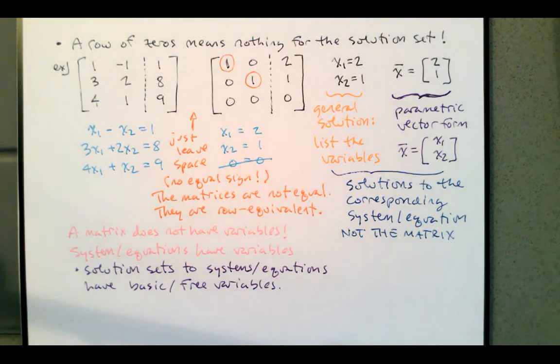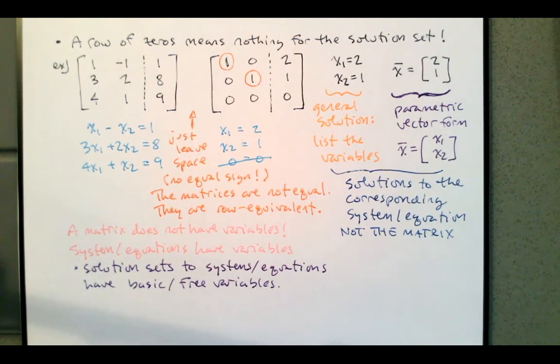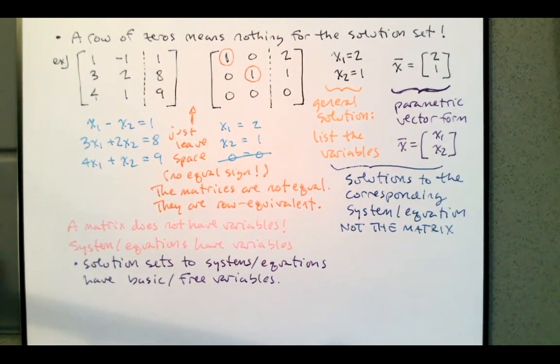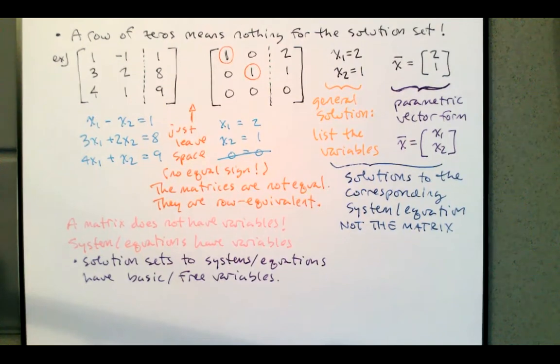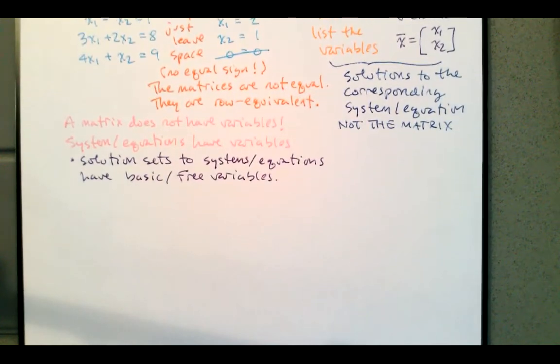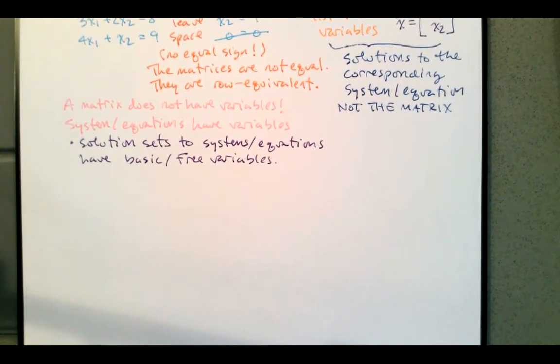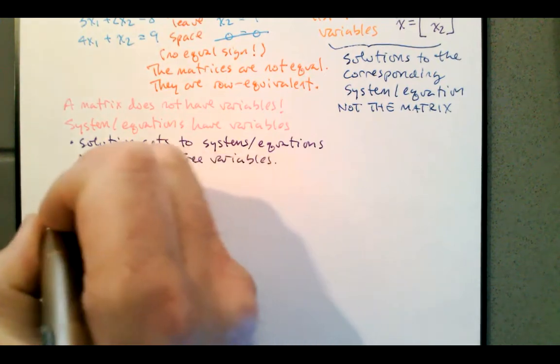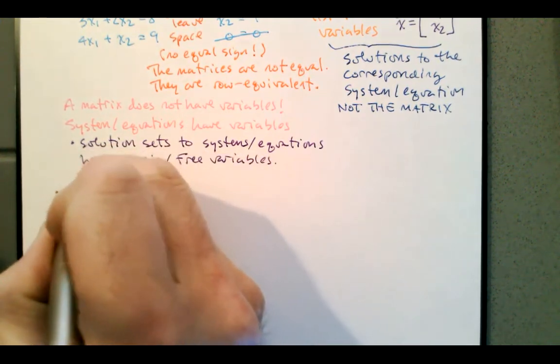So first thing that I wanted to point out, along with these other minor points about the language, and this is just the language that we're getting used to, is that a row of zeros means nothing for the solution set. If you type out "because a row of zeros," stop, go back, and delete that, because it doesn't mean nothing. Number two, we only care about the rightmost column of an augmented matrix.